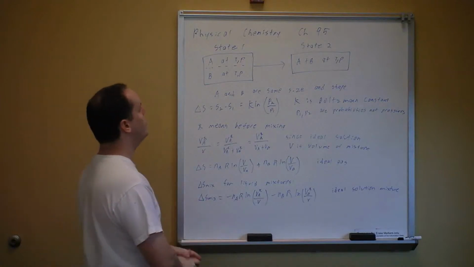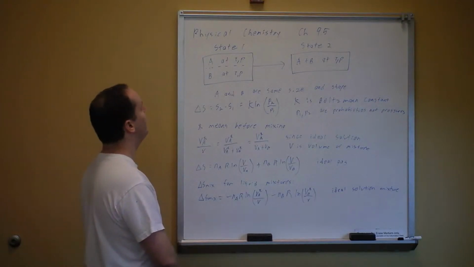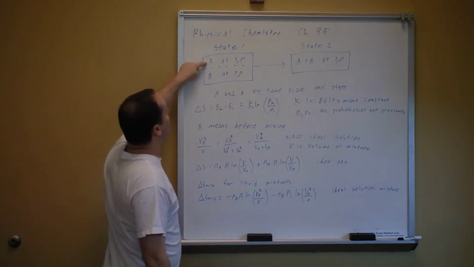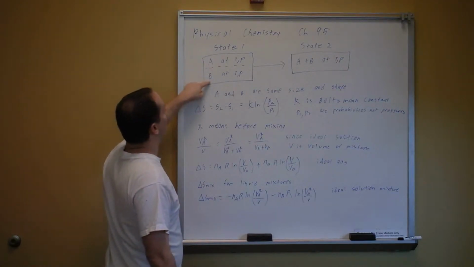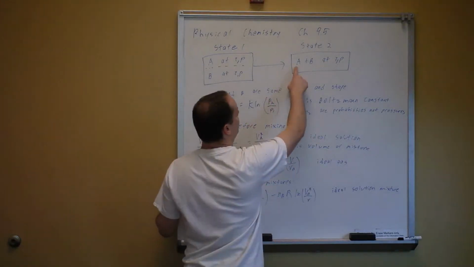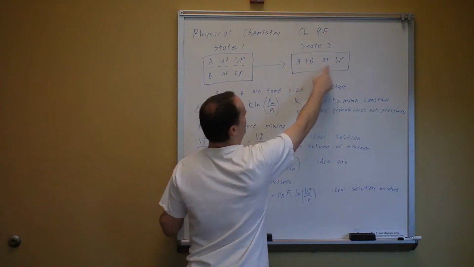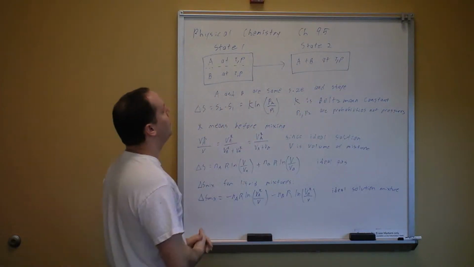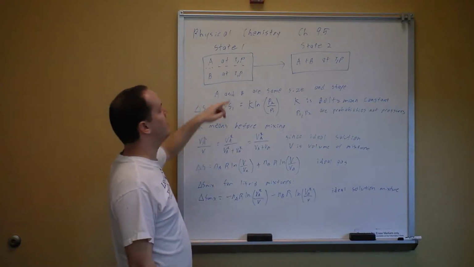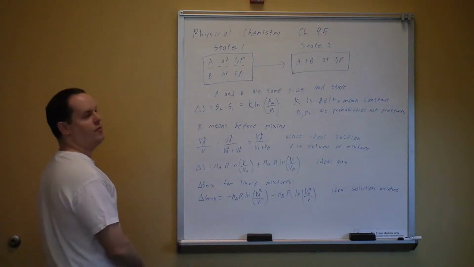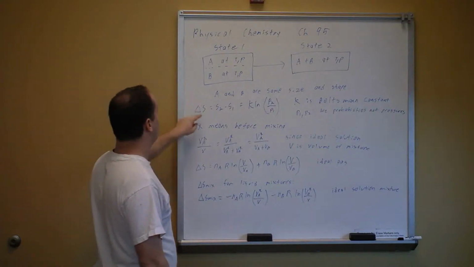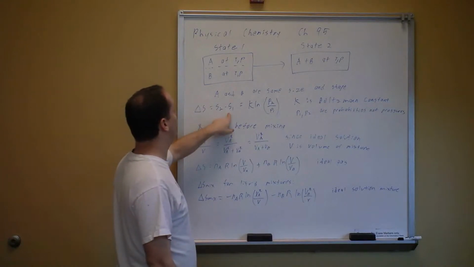Continuing on physical chemistry, chapter 9, this is section 5. So, state 1 is our unmixed state. We have substance A at temperature and pressure separated from substance B at temperature and pressure within our system. We let them mix together, so we get substance A plus substance B at the same original temperature and pressure. Now, remember, this is only true if A and B are roughly the same size and shape and have similar intermolecular forces. Now, delta S is equal to S2 minus S1.